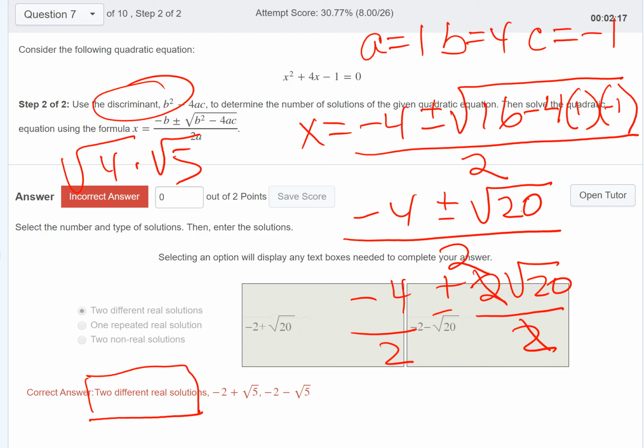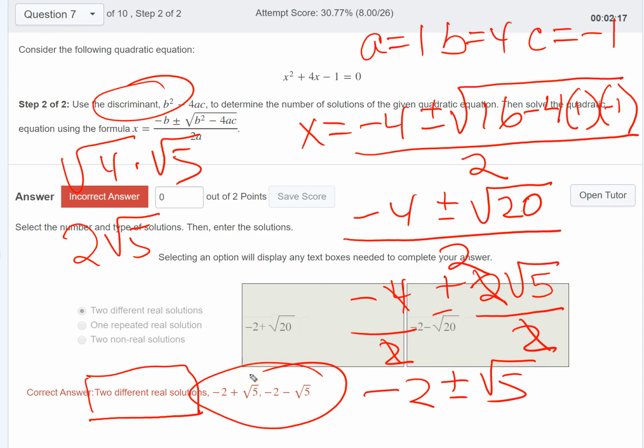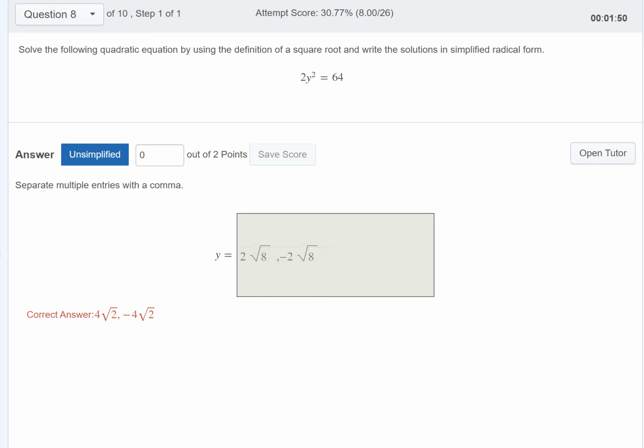Let me see here. It's better. It was 2 the square root of 5 is what 20 is. 2 the square root of 5 is what we have there. And now the 2's cancel out, and here a 2 cancels out. So this is -2 plus or minus the square root of 5, which is what they have there. Okay, we're almost finished.